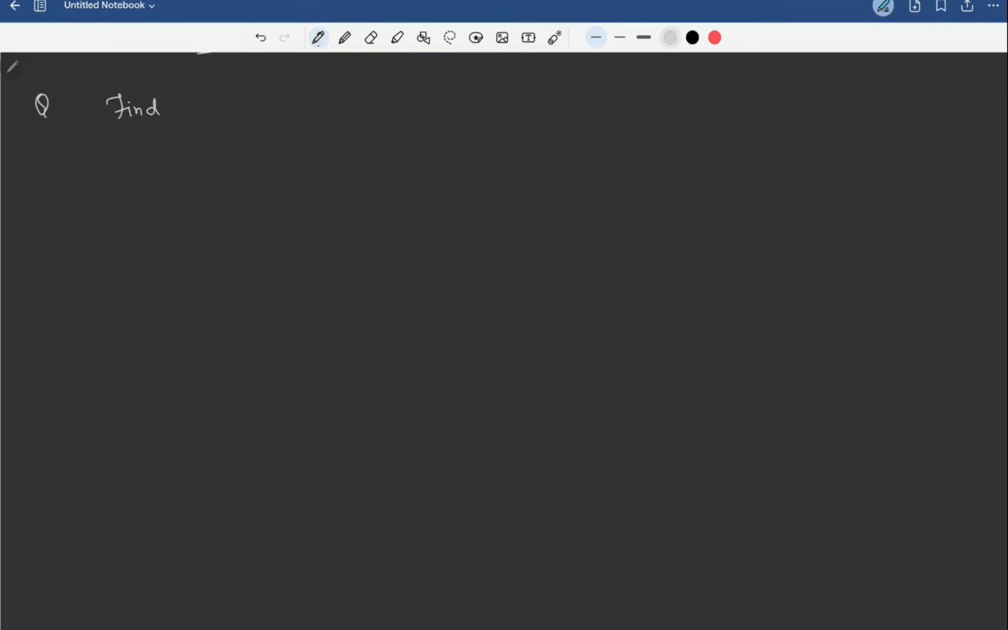Find gradient of the function phi is equal to log to the base e of r, or sometimes we call it ln r. So just make it log to the base e r.